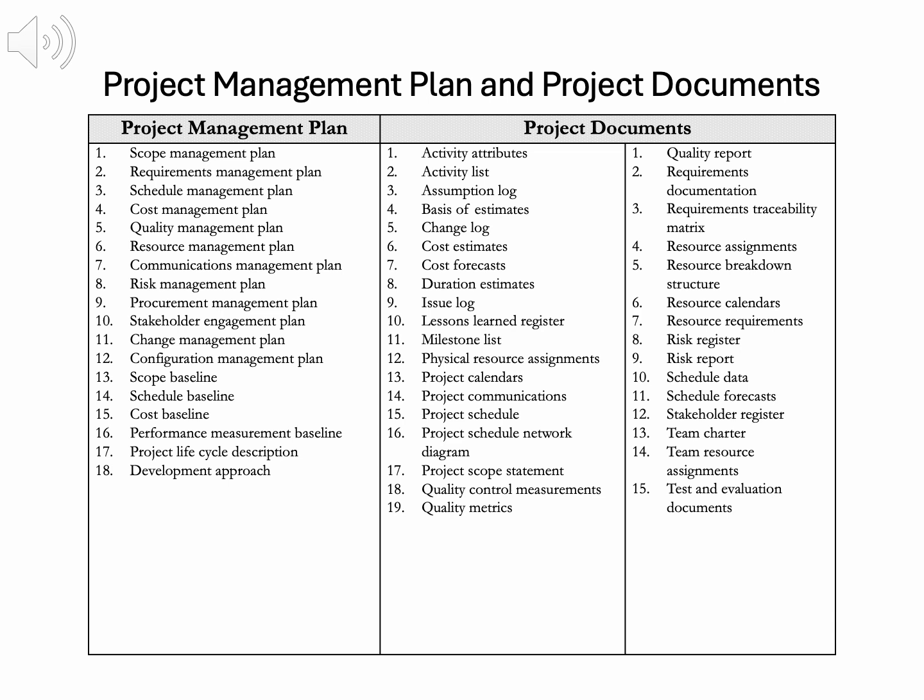Project documents, by contrast, are detailed records supporting the plan's execution. These include the activity list, requirements documentation, risk register, and stakeholder register, among others.